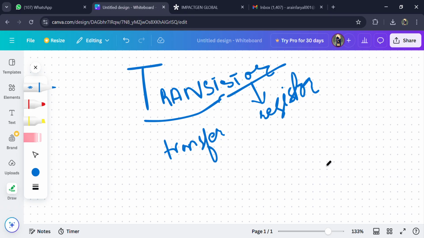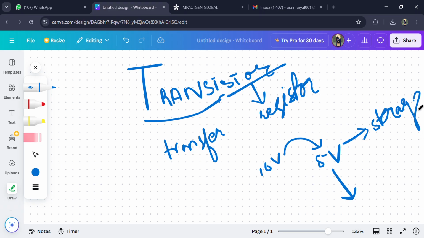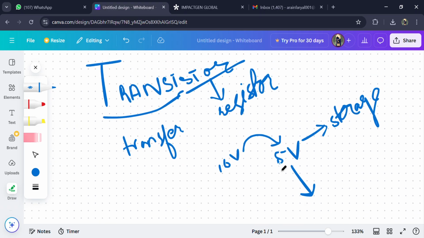Like if we have installed a 5-volt transistor, just in case, and we are providing 10 volts AC current or DC current, the transistor will only let 5 volts pass on, and it will keep 5 volts as storage. It will store the current. So this is the basic functionality of a transistor.